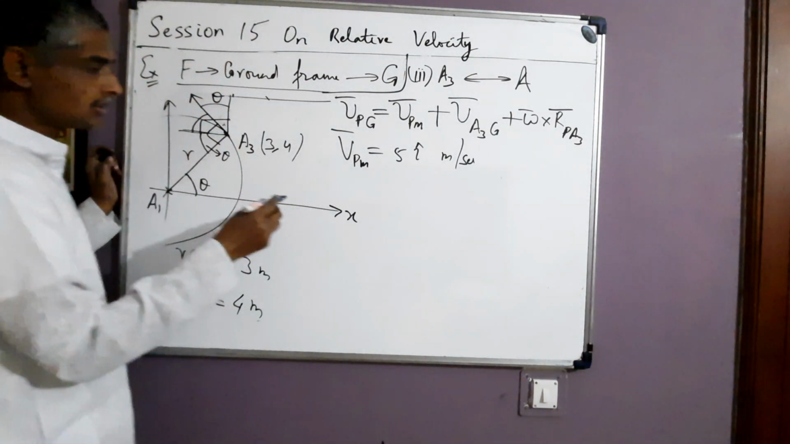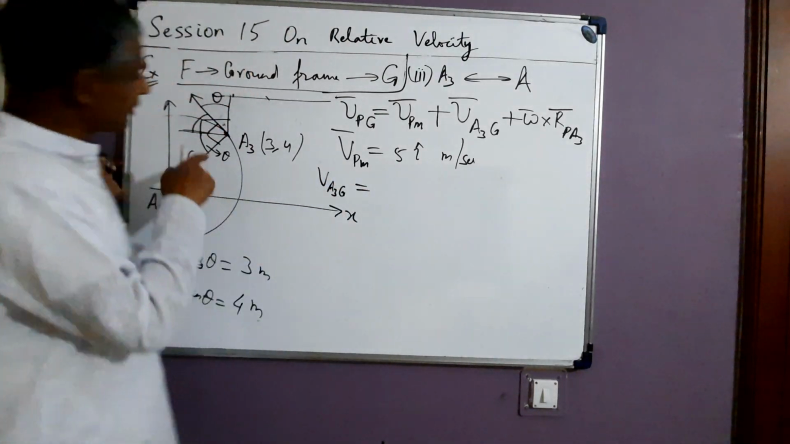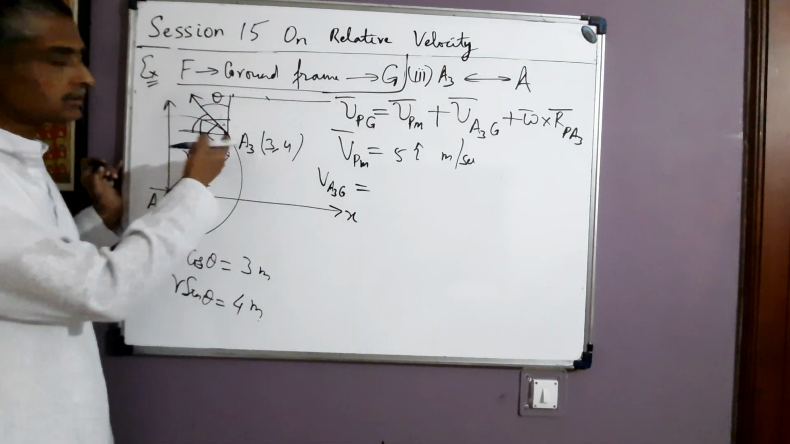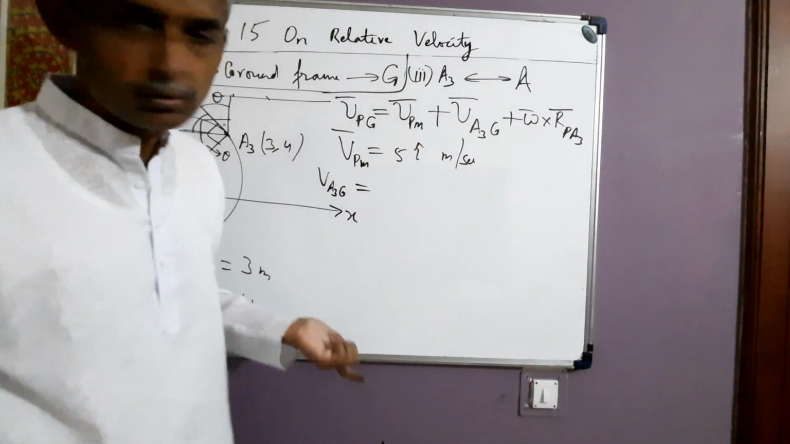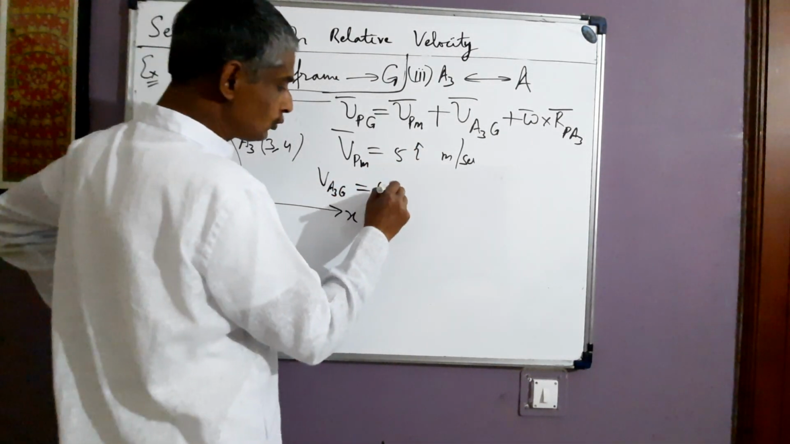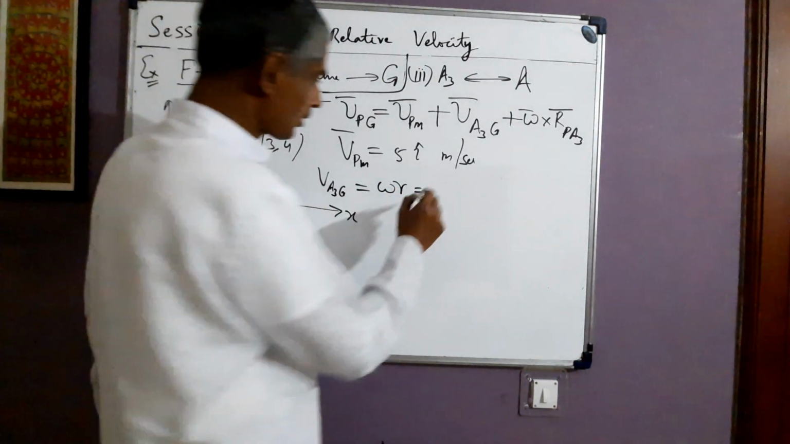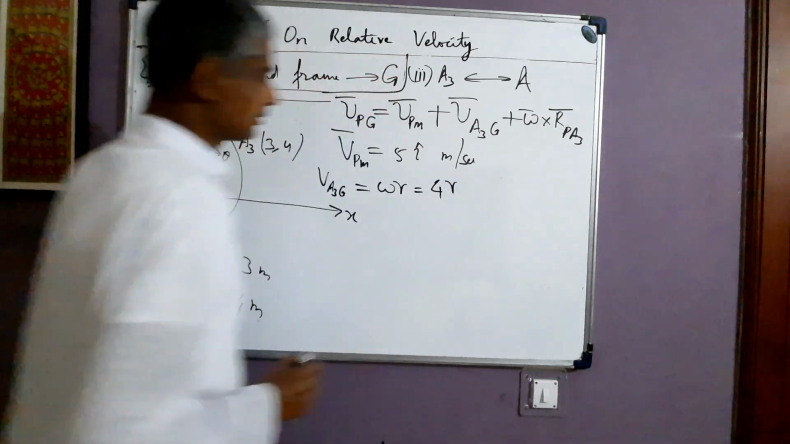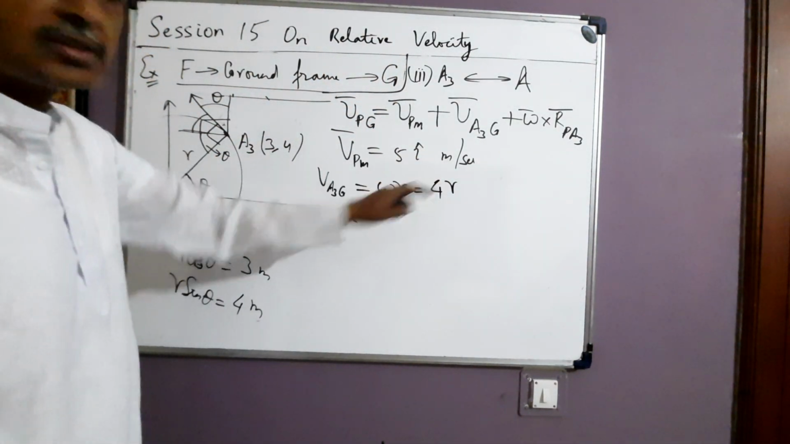So what is VA3G equal to? VA3G is nothing but the speed of A3 with respect to ground, and A3 moves in a circular path whose radius is R. So VA3G will be, by the circular motion formula, omega into R. Omega is given to be 4 radian per second, so 4 into R. R is the root of 3 squared plus 4 squared, but I write it as R itself. So VA3G is this much.